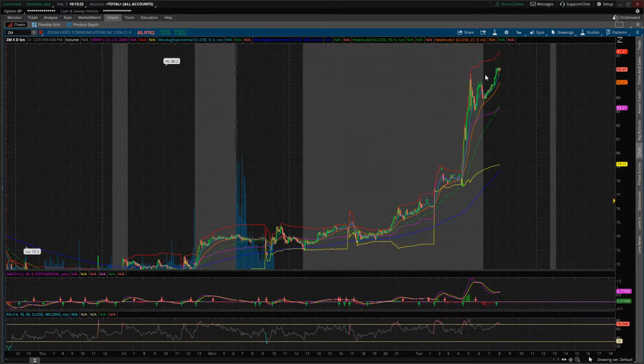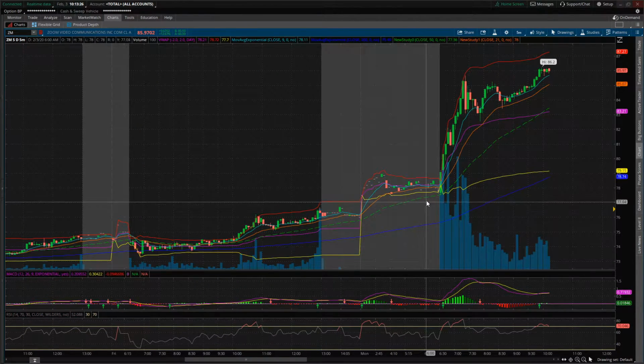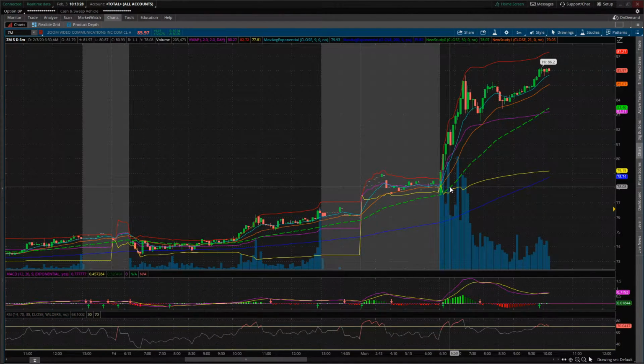Let me jump into the 5-minute chart here. You can see that when we opened up today, we opened up right at 78. So with this thing gapping up, opening up right at 78 on the alert, and it previously being a run up and a pullback, this was telling me that this ticker has potential for the day.